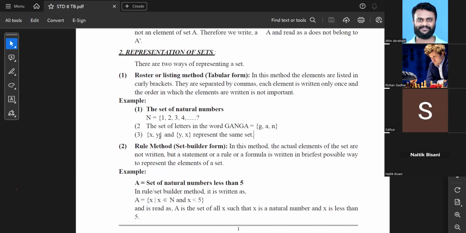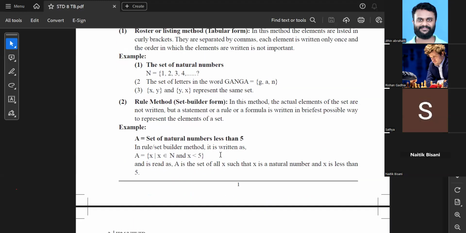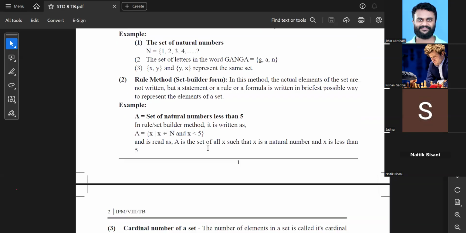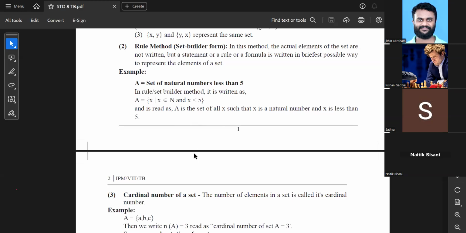Now the second method is rule method or set builder form. In the rule method, as the name suggests, we mention some kind of rule. For example, A is equal to, we will say A is x. Now what is x? We draw a vertical line, then say what x is. This symbol says that it is inside something, or it is a part of something. It is a set of something. Here it means x belongs to natural numbers, and x is less than 5. This is the condition we use, which means this is basically 1, 2, 3, 4, these four numbers.